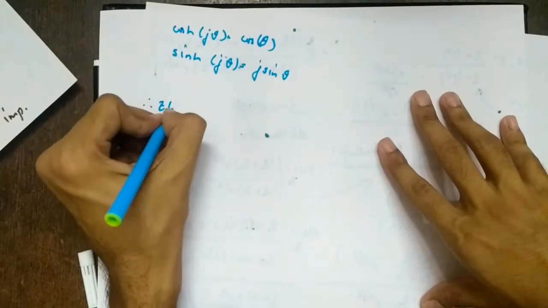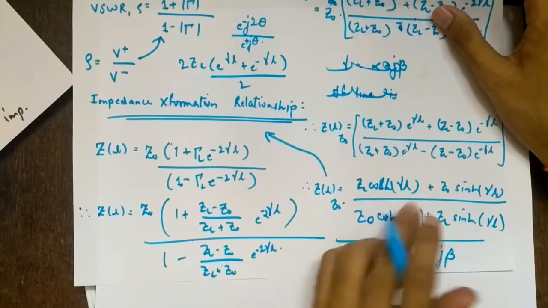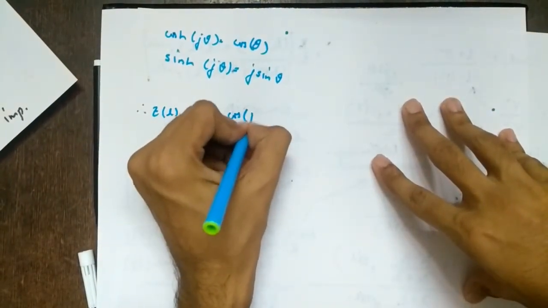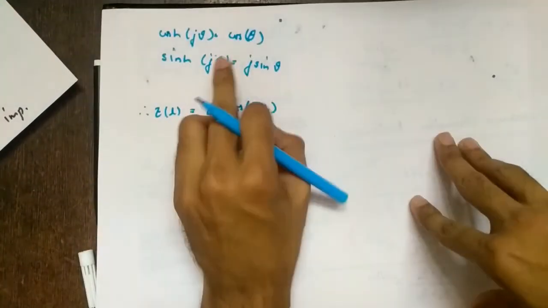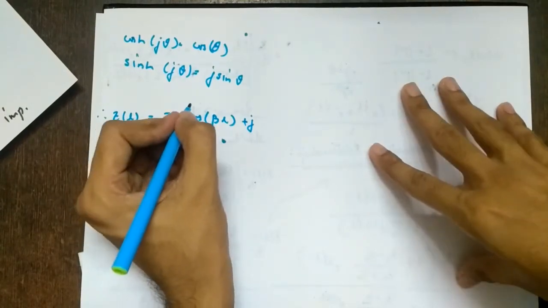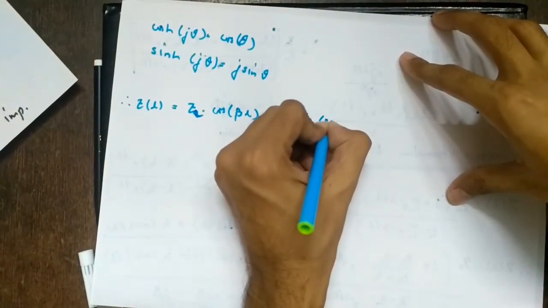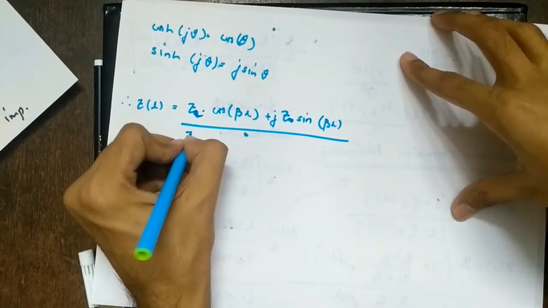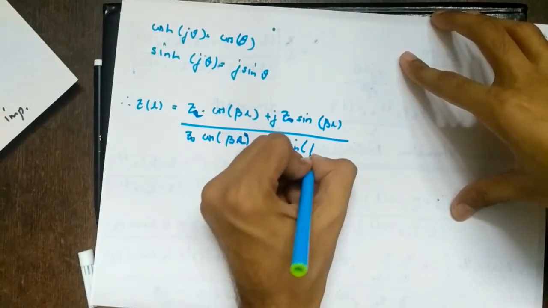Therefore, Z of L equal to Z naught into ZL cos hyperbolic j beta L, so cos beta L, plus Z naught into sin hyperbolic j beta L. Sin hyperbolic j beta L is j sin beta L, so j Z naught sin beta L, upon Z naught cos beta L plus j ZL sin beta L.